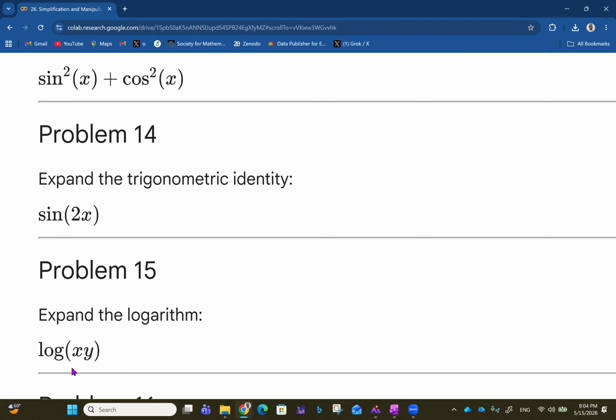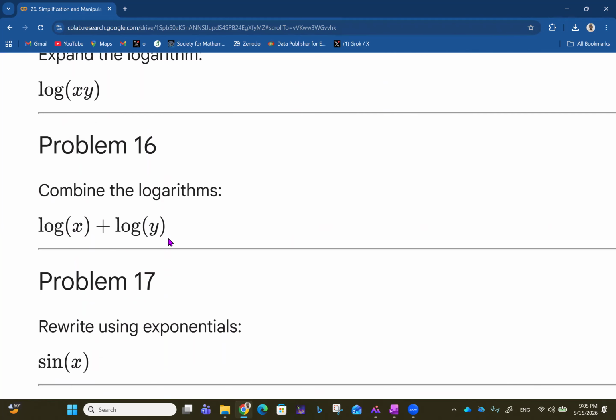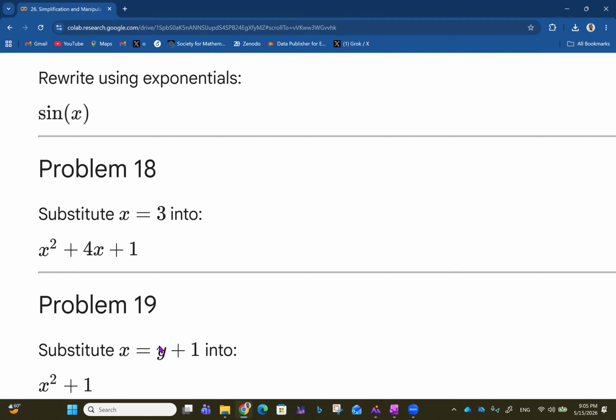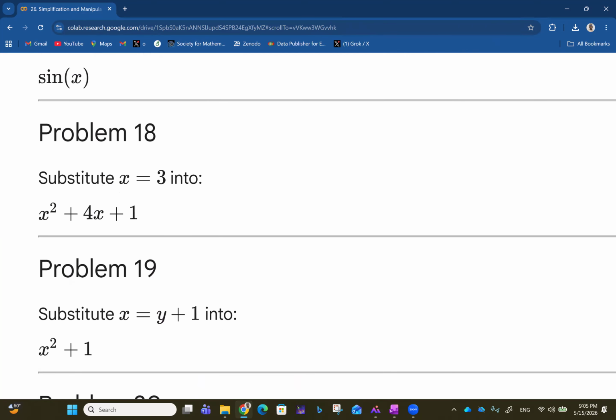Problem 15, expand the logarithm log xy. Of course, that's log x plus log y. We've done that a lot. Then combine the logarithm log x plus log y. So we've done all of that too. So you can just change, maybe instead of xy, you can have maybe pq just for a change. Then we rewrite using exponential sin x. That will rewrite it in exponential form with even some negative complex values.